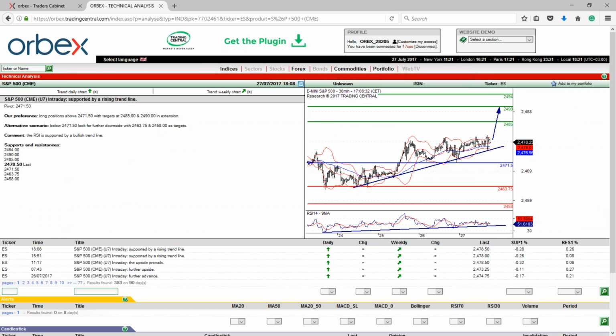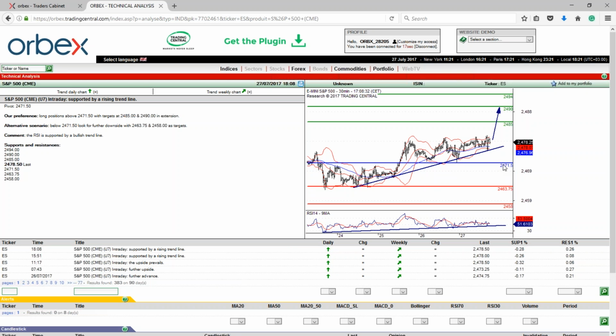So if we pull up the S&P 500, then you can see again that we have exactly the same layout and format. So Trading Central give you their preference, long positions above 24.7150 with targets. You also get the alternative scenario, and then again you can see that you get the comment. So this is exactly the same for whichever market, whichever instrument you're looking at. And the key thing to remember is that it all comes down to this blue line.